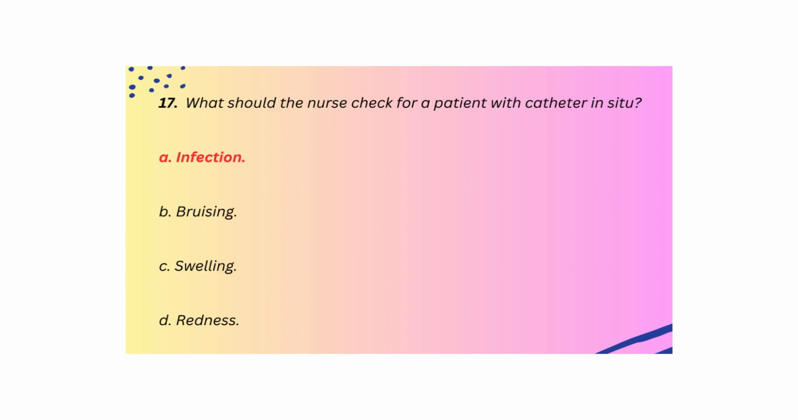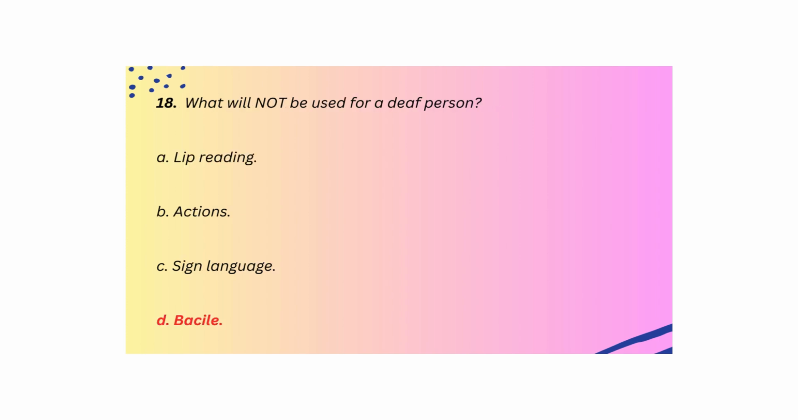Q17. What should the nurse check for a patient with a catheter in situ? A. Infection. B. Bruising. C. Swelling. D. Redness. Q18. What will not be used for a deaf person? A. Lip reading. B. Actions. C. Sign language. D. Basal.